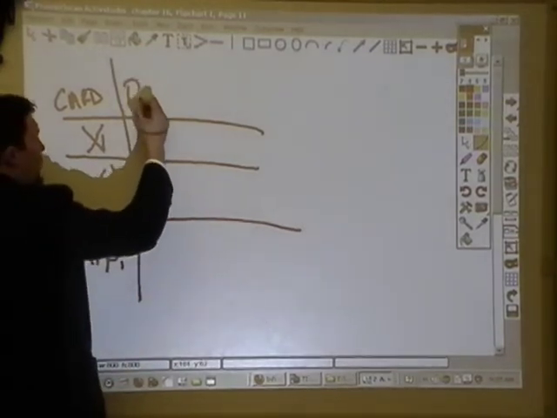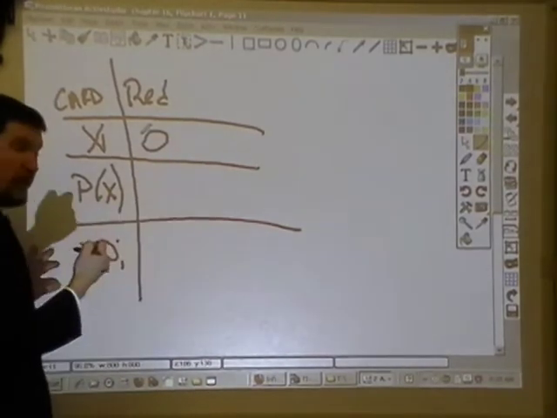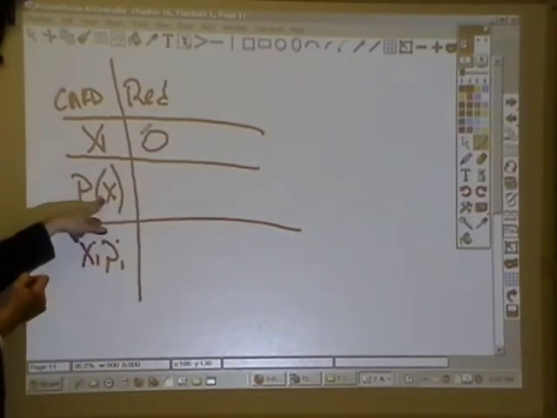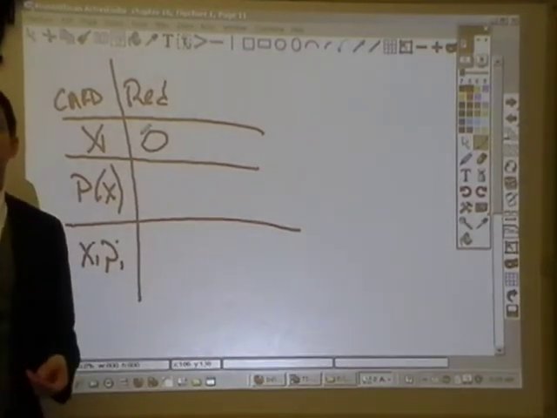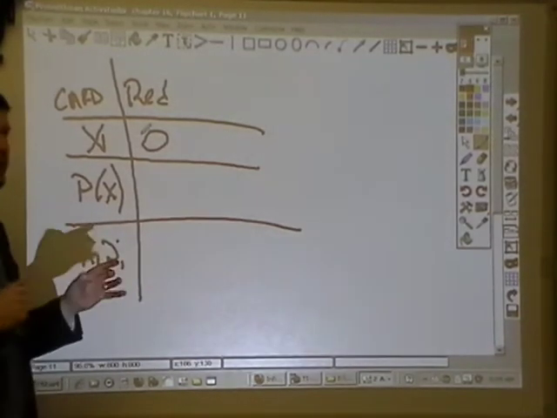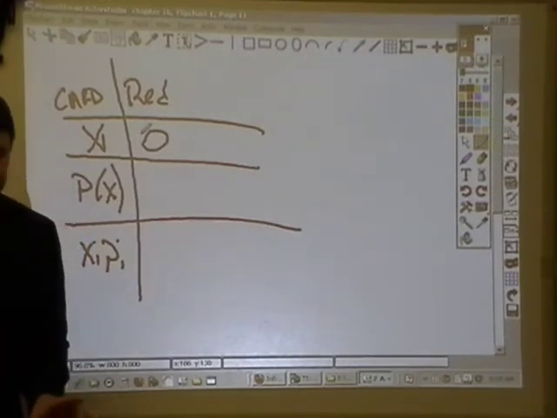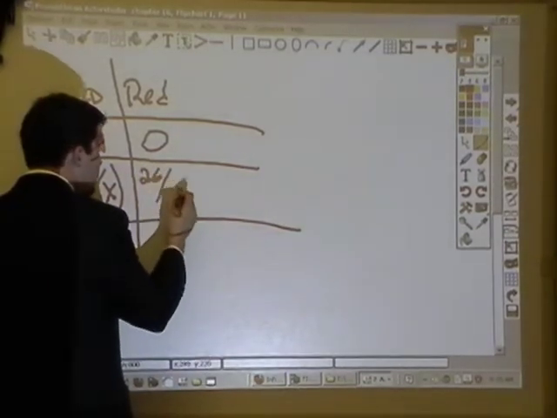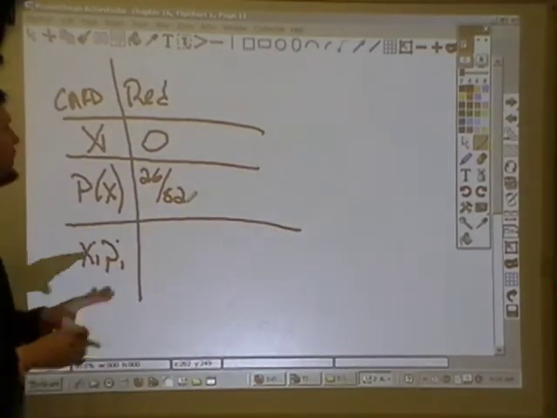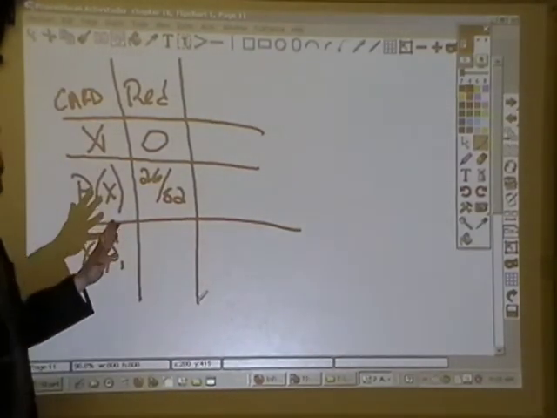If I get a red card, it says I actually get nothing. So my value for X is 0. And then I talk about the probability of getting a red card. Okay, what's the probability of getting a red card? Well, the probability of getting a red card is 26 out of 52. That's also 0.5. I'm going to write it as 26 over 52, and we're going to see why in just a second here. Okay? Now remember, we said we don't reduce in probability.